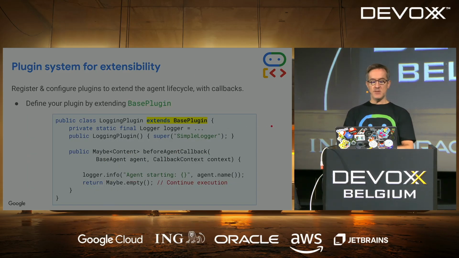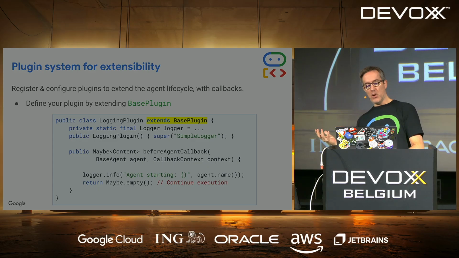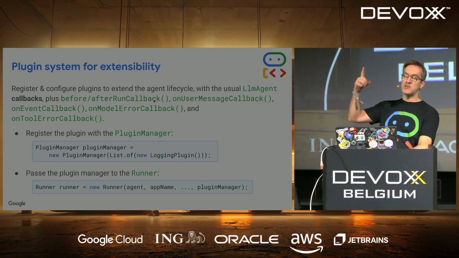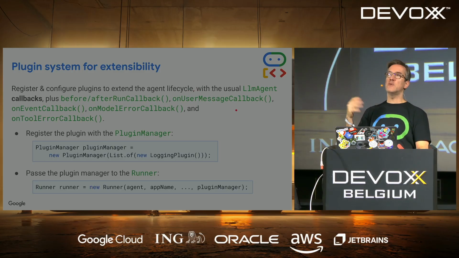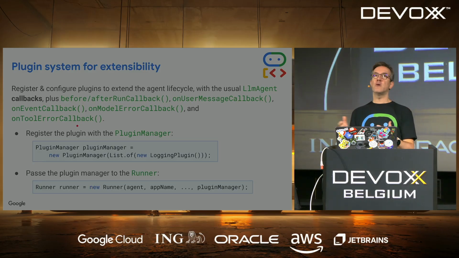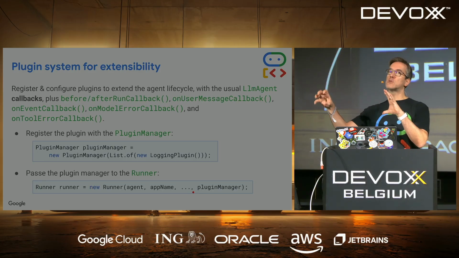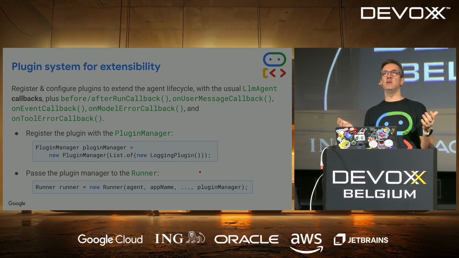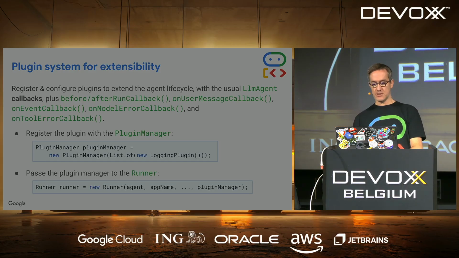There's a plugin system that's been added. So you can create a plugin in which you will define several callbacks and also extra things. So the usual callbacks plus a few other callbacks: before the agent is run, on user message, each time you get a message from the user, on event callback, because it's an event loop, or on model error or on tool error, and you can handle that. So you can define the plugins that are available via a plugin manager, and then also pass the plugin manager to the runner, and it will apply all those callbacks to your agent. This one is a logging plugin, some kind of observability plugin, and you could add that to an existing agent.